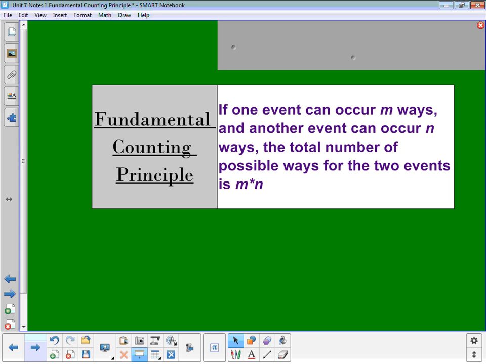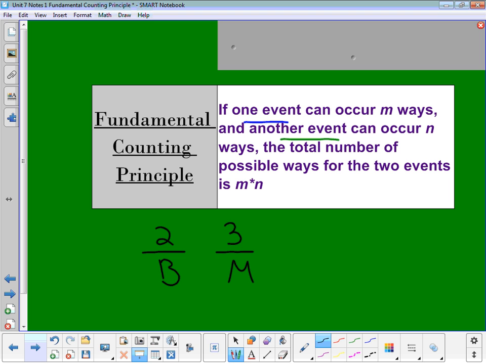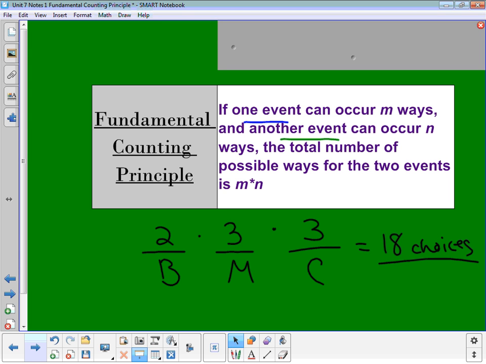Now, this is assuming that everything in the first event is separate from everything in the second event, so the two events don't overlap. For example, there's nothing in the bread category that overlaps with the meat category because you can't be a bread and a meat at the same time. So if I go back to my sandwich example, for the bread I had two options, for the meat I had three options, and for the cheese I had three options. If I multiply them together, 2 times 3 times 3 is in fact 18. So I get the same result that I got when I made the tree diagram.